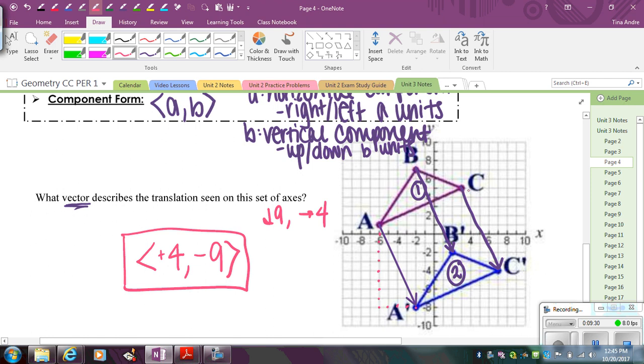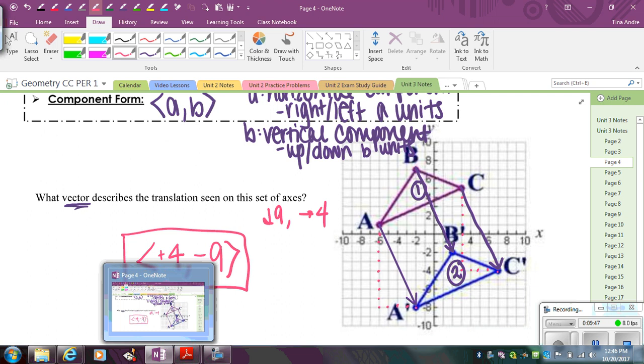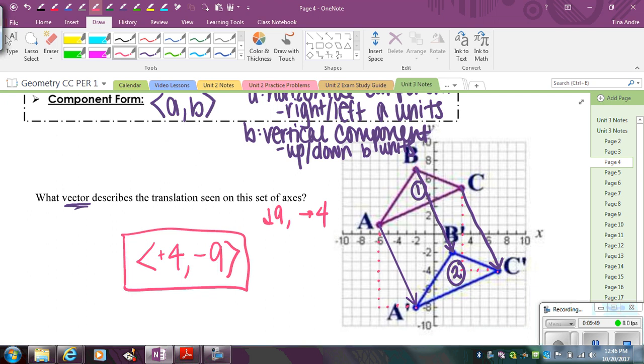And you can check it. If I go from C to C prime, it should be the same. 1, 2, 3, 4, 5, 6, 7, 8, 9, and then over 1, 2, 3, 4. And remember, I switched the order of these because it's always the horizontal movement, then the vertical movement. Okay, so that's it. Go ahead and try the check your understanding problems.